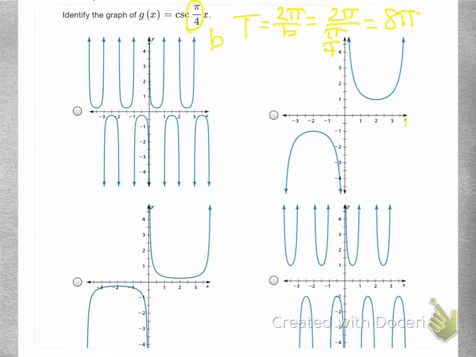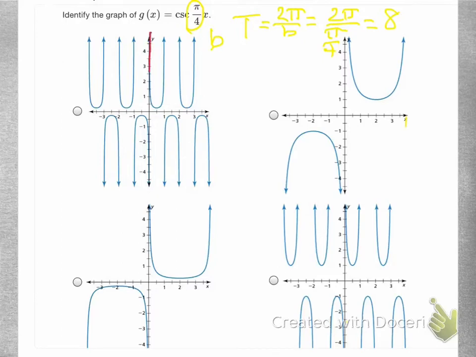If you do copy dot flip, oh, not 8 pi, my bad, the pi's are going to cancel, just 8. The answer is just 8. So I have a period of 8. So let's go take a look at some of these graphs and see which ones have a period of 8.